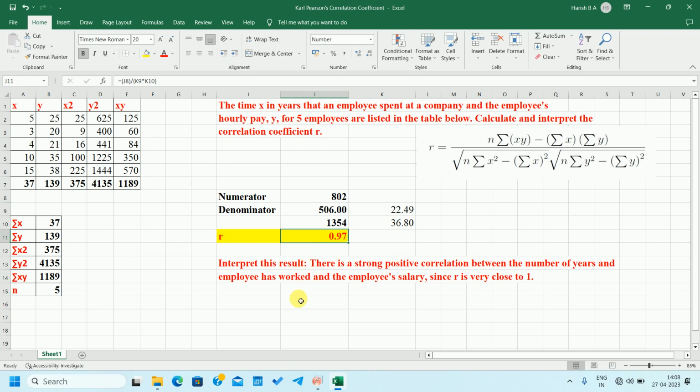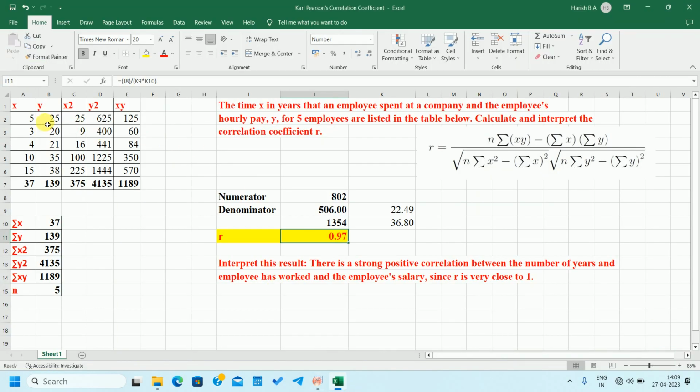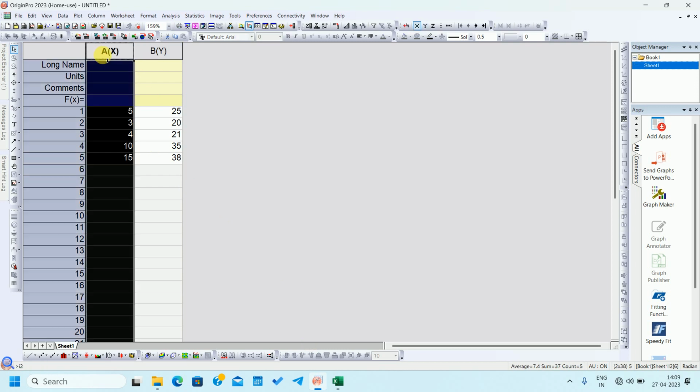So the same problem can be checked in Origin. So I will just show that. So here x values are 5, 3, 4, 10, 15. So y values are 25, 20, 21, 35, 38. So I have just copied the same values, x and y. So next select these two columns.